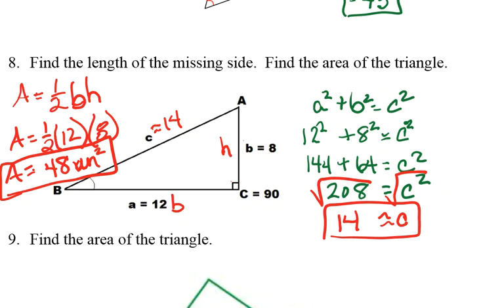Now, it didn't ask me for the perimeter, but you will have a few of those, and up above it talked about the perimeter being simply when you add up all the sides. So I would simply add up a, b, and c, and that would be its perimeter.